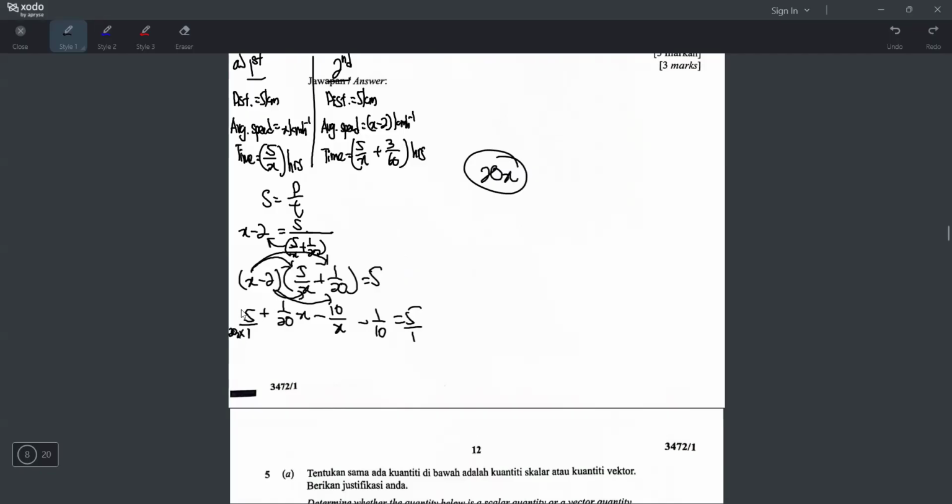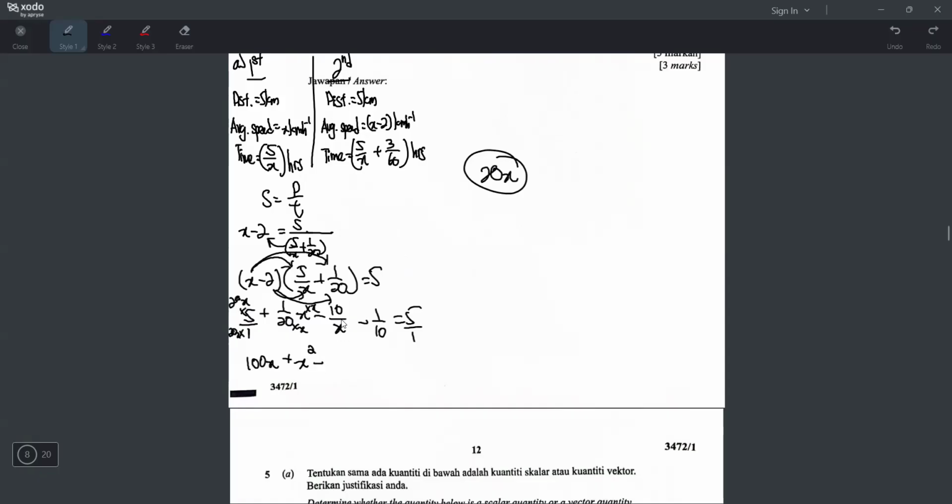So you have to times 20x. This one also you have to times 20x. So when you times 20x, you get 100x here, because 5 times 20 is 100x. And then what about this one? This one over 20, you just darab x saja lah. But atas pun kena darab x. And this x, if you write in the middle, means dia atas punya. So x times x will be x squared.